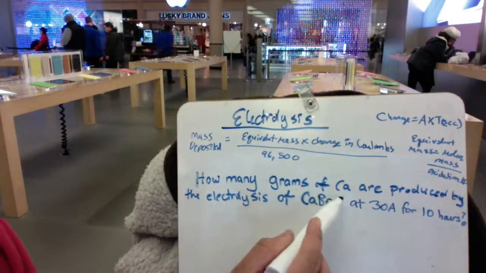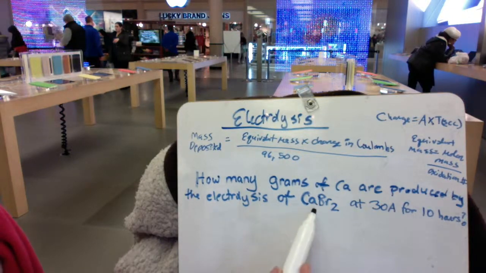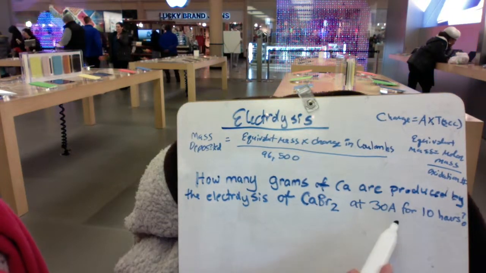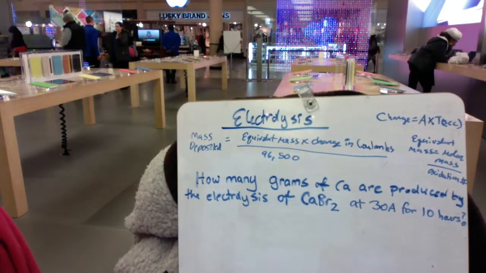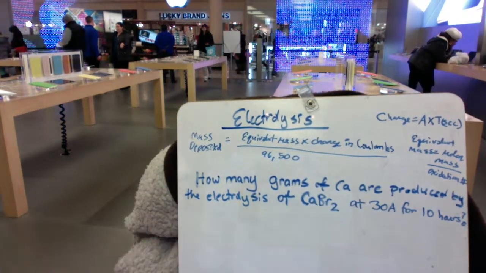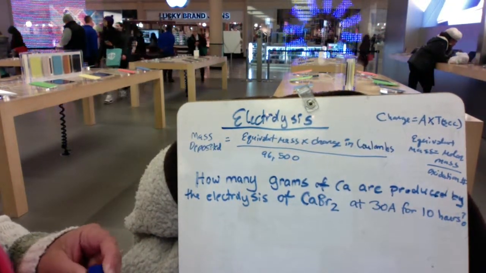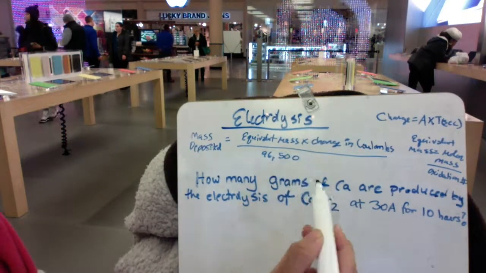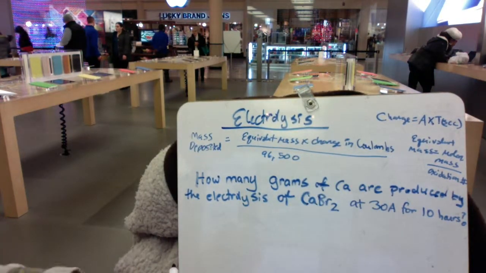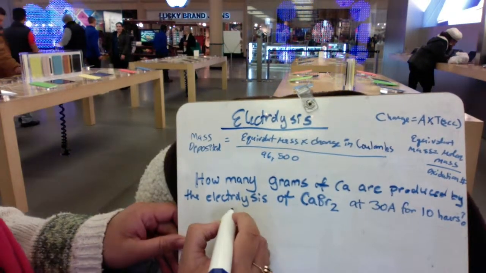How many grams of calcium are produced by the electrolysis of calcium bromide at 30 amperes for 10 hours? So I'm going to give you a little bit to copy it first. Okay, so basically we need to fill all this into the formula and then we'll find the mass deposited. So let's start with the equivalent mass.